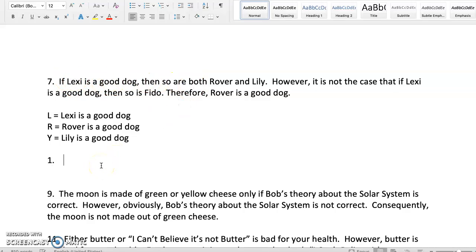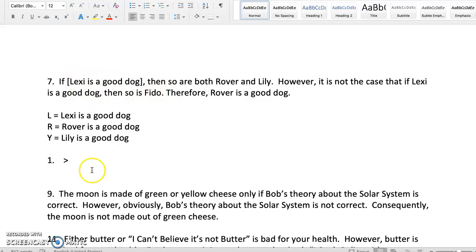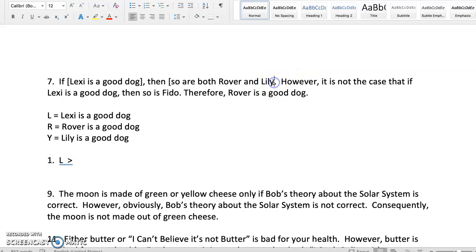All right. Okay. First premise is an if then. So it's going to be a conditional. So break it down. Whatever comes after the if and before the then, that's the antecedent. So it's just plain old Lexi is a good dog. So L. Then the consequent, what comes after the then, so are both Rover and Lily. All right, so it's a conjunction. So we need parentheses, R and Y. So if Lexi is a good dog, then Rover is a good dog and Lily is a good dog.